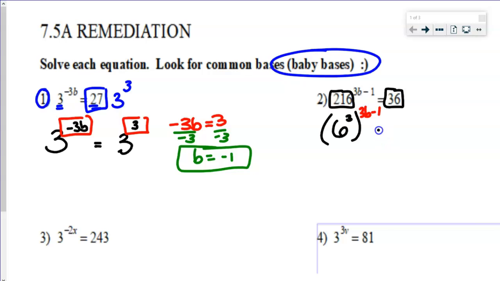Actually, in hindsight, let me go ahead and look at this one with you. 36 is 6 to the second power. So this is what I'm worried about on number 2. This 3 times 3b minus 1, you have to distribute that. So that exponent is really going to become 9b minus 3 when you distribute the 3, and then it's going to equal this exponent of 2. That was probably the trickiest one in that particular section, so I'm glad we got a chance to peek at that one.